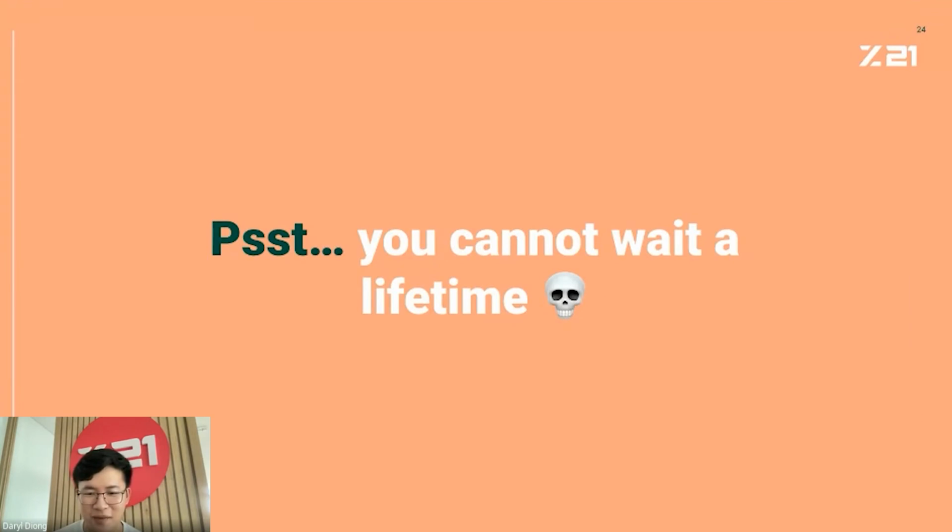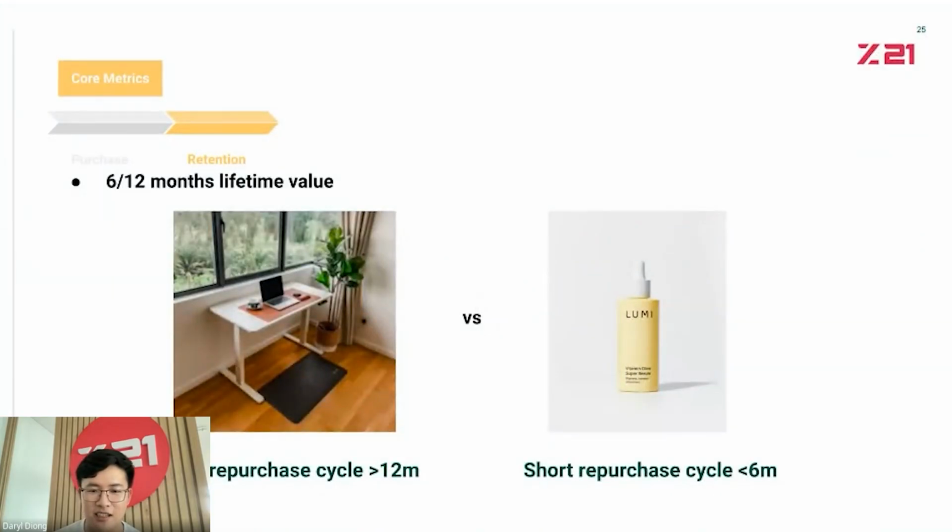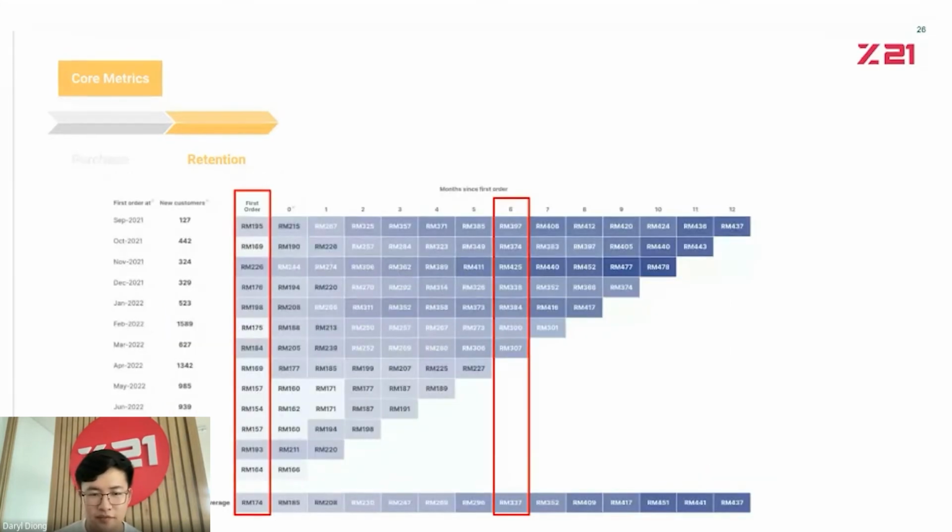You cannot be a lifetime. The solution is to actually add a timer. We typically prefer 6 months lifetime value for many brands. Okay, for a minority of brands that have very high AOV, very low retention, sometimes we stick to 12-month lifetime value instead. Let me show you an example.